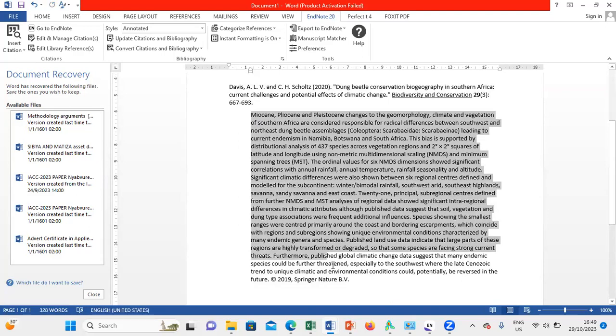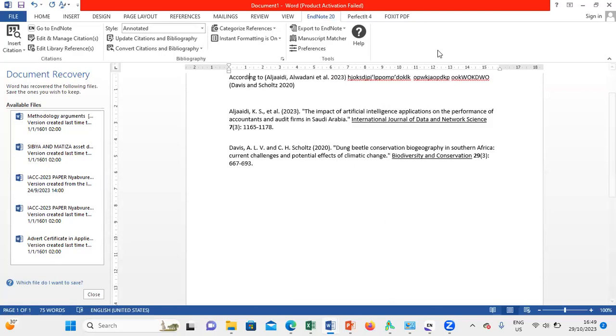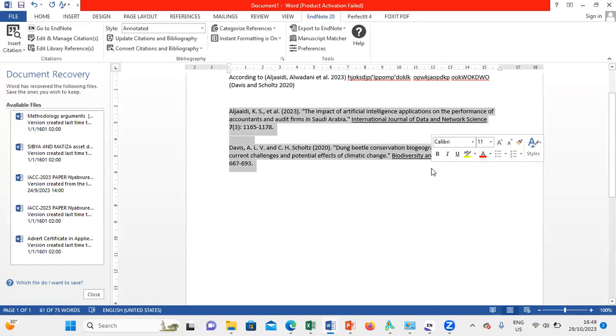This is the abstract. So you can see that inside the text, I have cited this one, and already I have an automatic bibliography. So you cannot miss any author you have cited. Do you understand now?